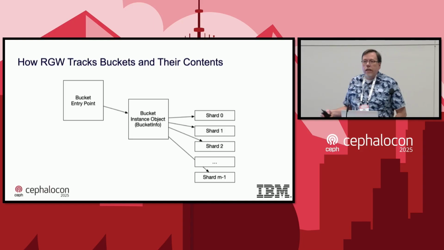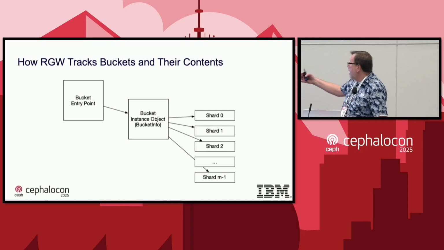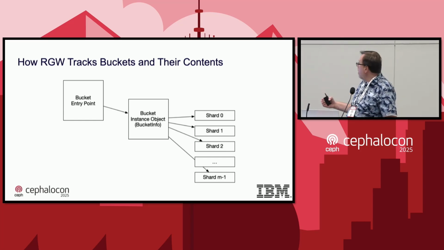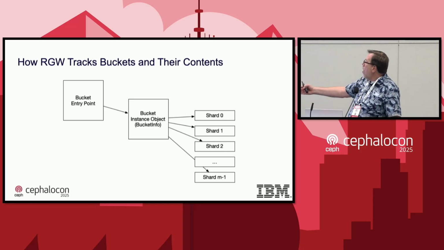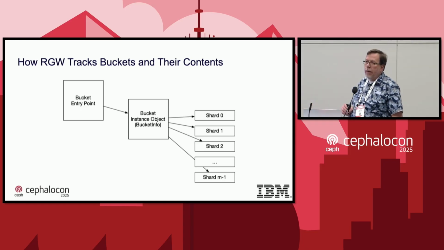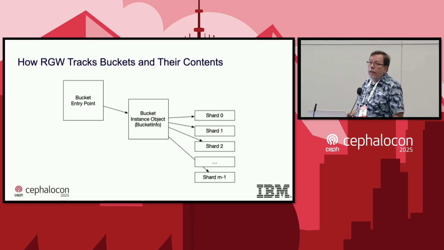RGW maintains a series of objects that contain the metadata for buckets. There is the bucket entry point, which we reference using the name of the bucket. That in turn points to the current bucket instance object, sometimes called the bucket info object. And from there, it has all the information that we need in order to access all of the shards that go with that particular bucket. If you have n shards, they're just simply numbered from 0 up to n-1.